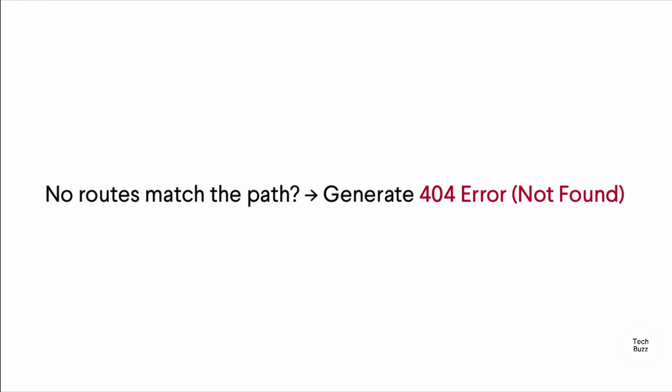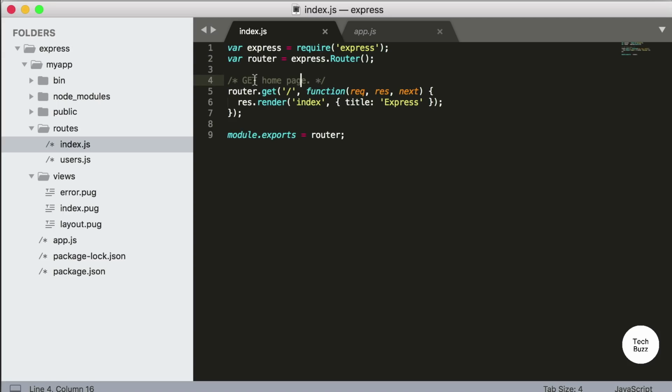If there are no routes that match for a given path or HTTP method, our application generates a 404 error, which means not found. So as a recap, under routes index.js, we're creating an Express instance, and then we're calling express.router to create a router instance. And on this router, we're defining that for the HTTP get method, if we are looking for the path slash and it gets matched, we call this function as our handler for this route.